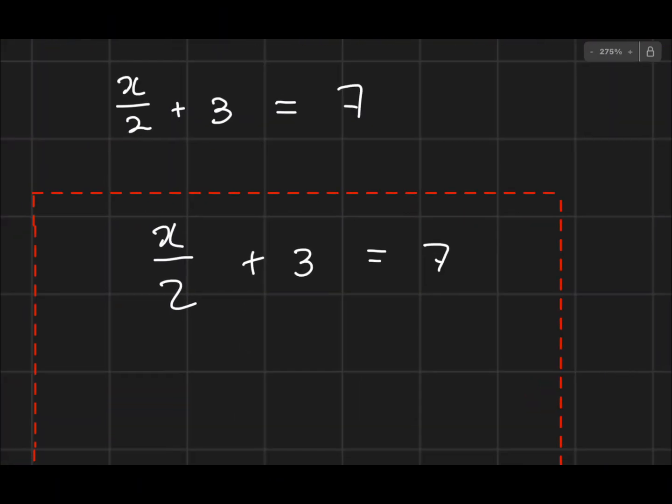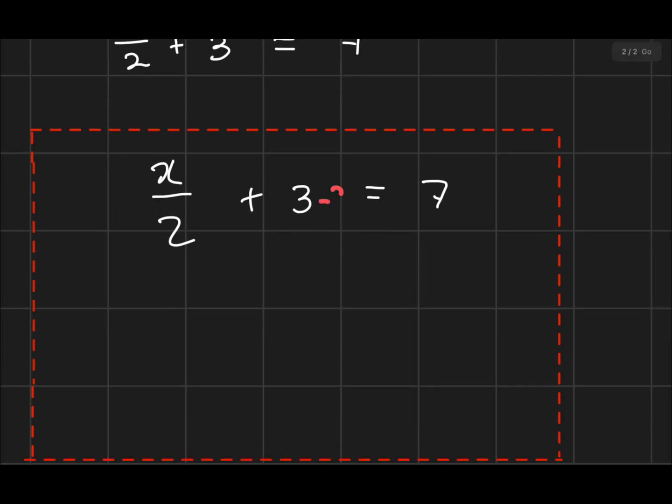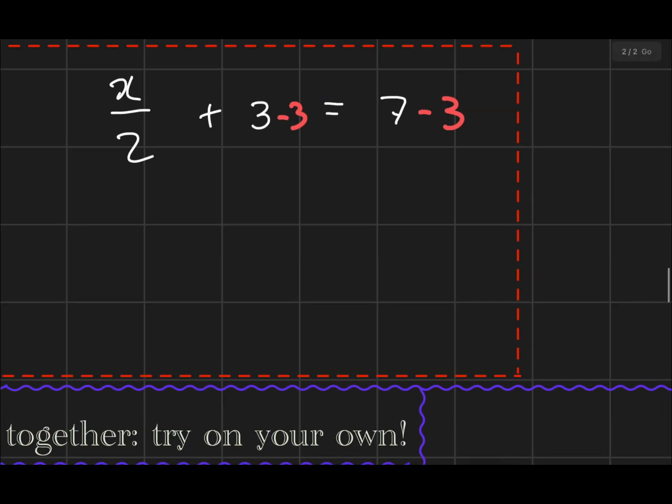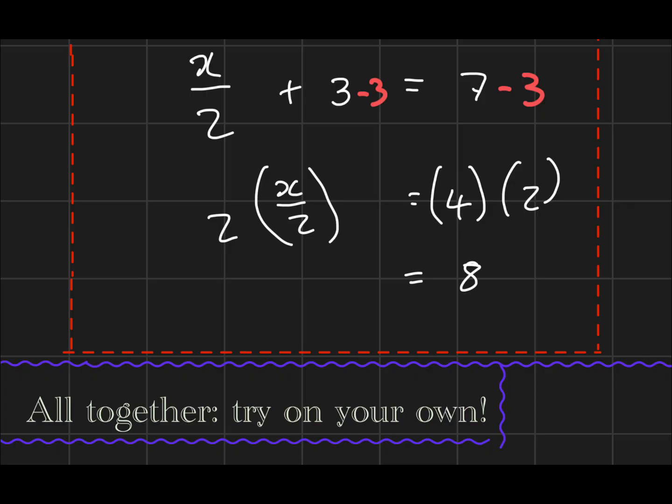Here. Now, again, we're following reverse BEDMAS, so we must minus 3 here, and when we do that, we also minus 3 on the other side. So this gets us x over 2, and 3 minus 3 is 0, and 7 minus 3 is 4. Then we should multiply both sides by 2 to cancel this out. So 2 times 4 gets us 8, and we can cancel out both of these to get x alone.